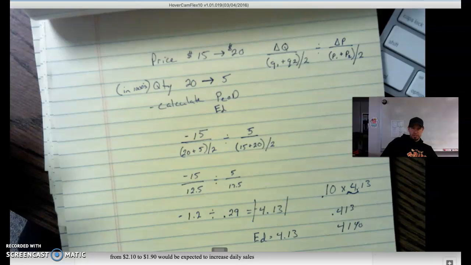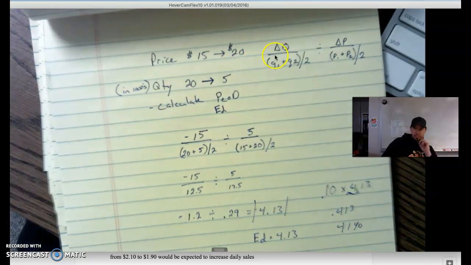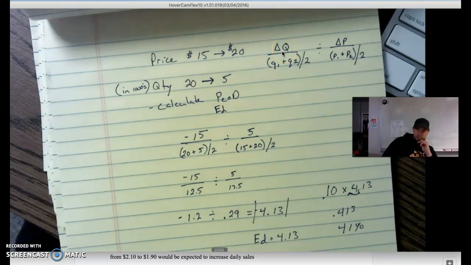So if we remember our midpoint formula, it's the change in quantity divided by quantity 1 plus quantity 2 divided by 2. That gives us the average. And then we're going to divide that value by the change in price all over price 1 plus price 2 divided by 2. So that's our formula that we use for price elasticity of demand.